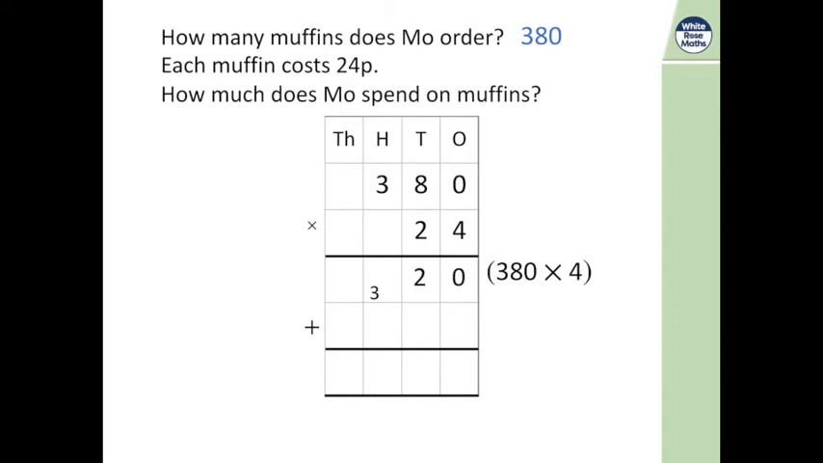4 times 8 is 32. So place the 2 down, carry the 3. We're going to exchange 30 of those 10s for 3 of those 100s. 4 times 3 is 12, but we needed to add 3 on. Gives us 15.